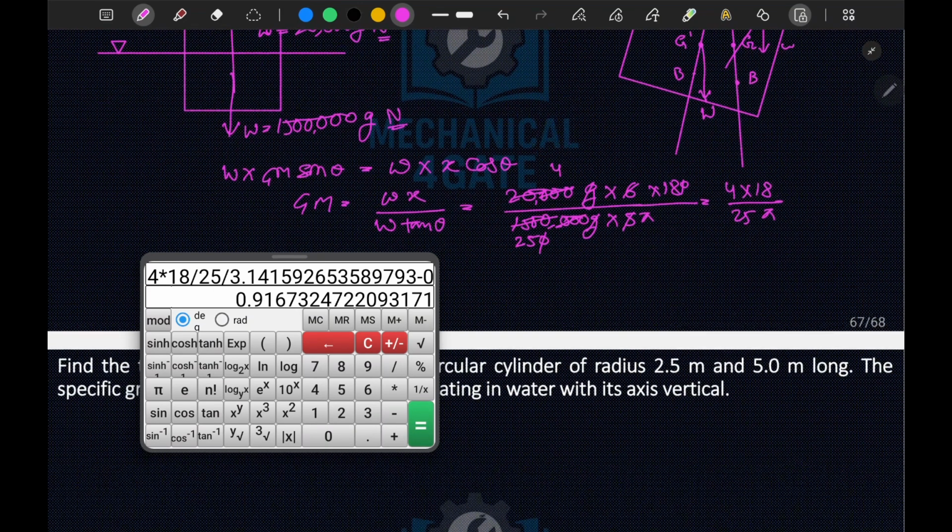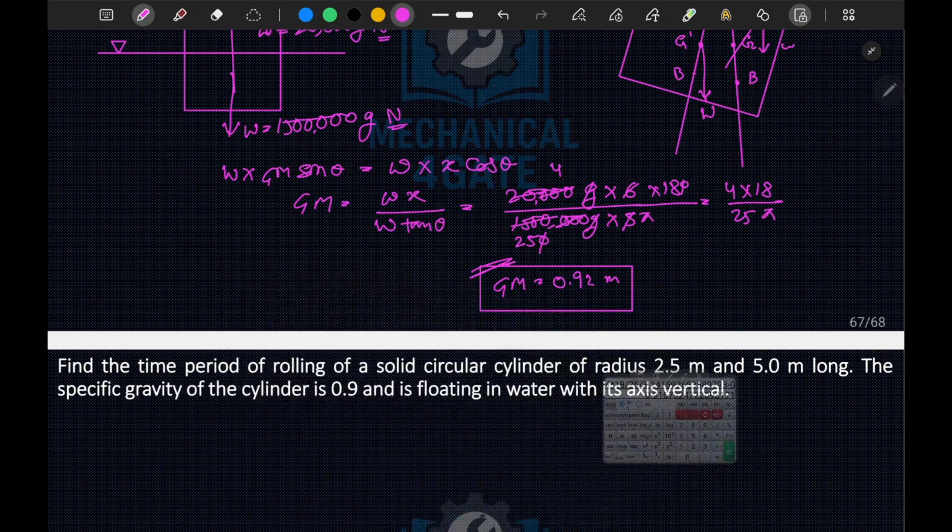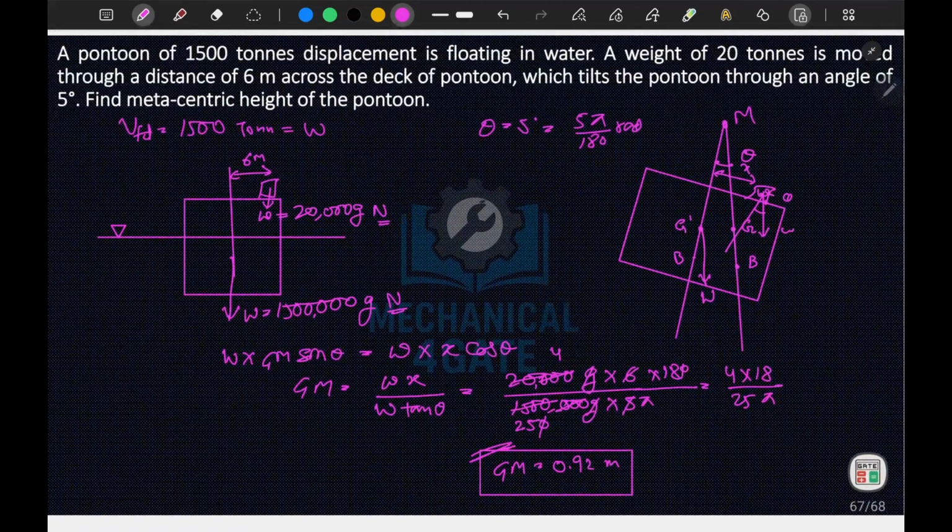So this becomes your GM is equal to 0.92 meters. This is your metacentric height. This is basically your calculation of metacentric height using the experimental method, in which we place a small weight and move it. On tilting, the small weight will move, and we calculate the resulting metacentric height.